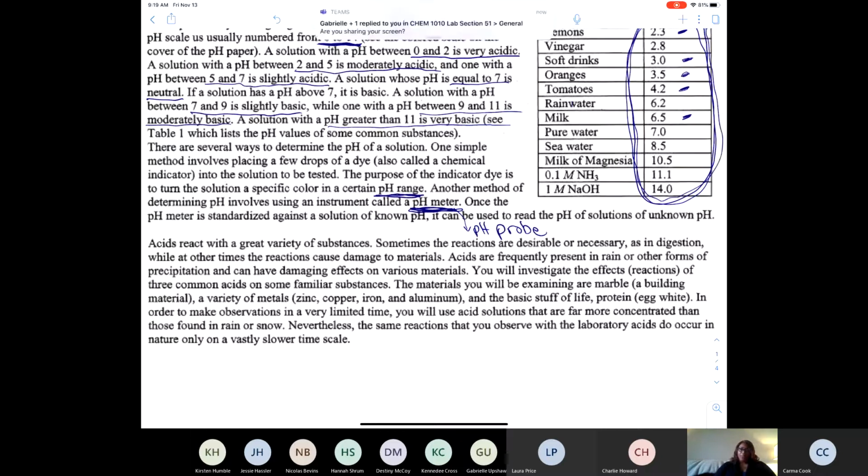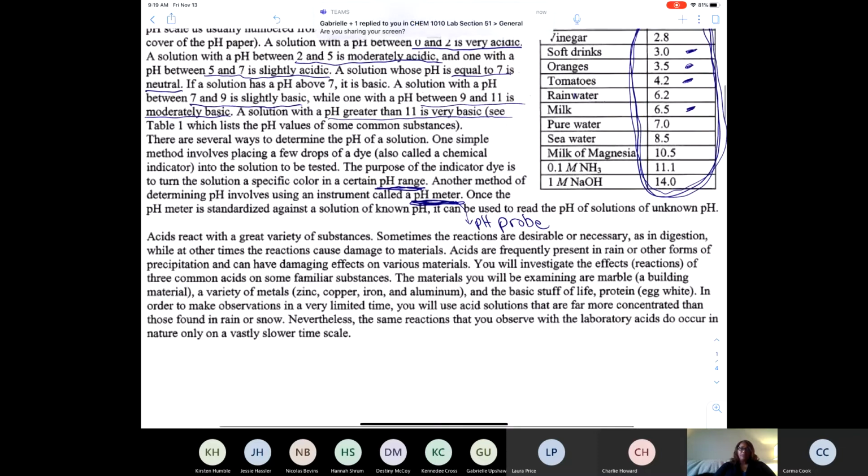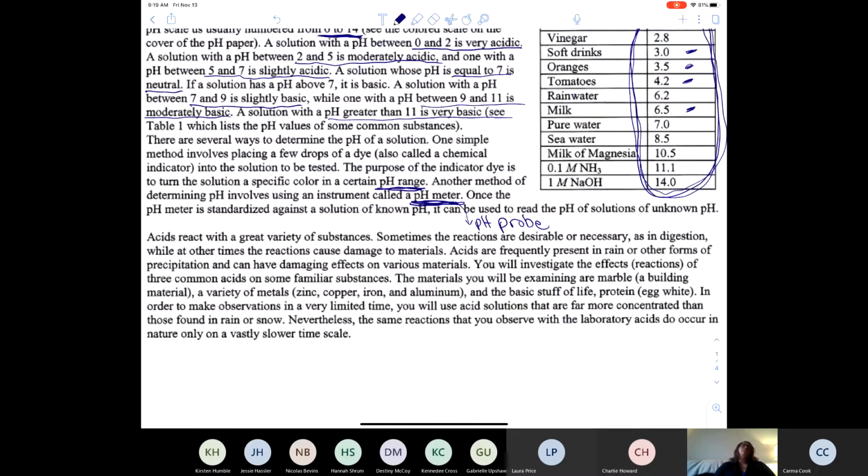And so with our pH probe, you will be able to determine the pH to 2 decimal places.